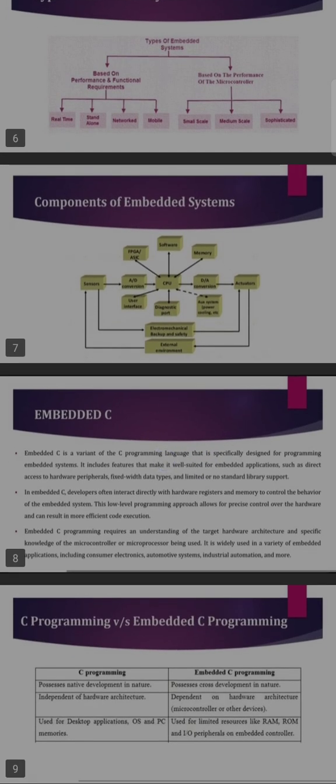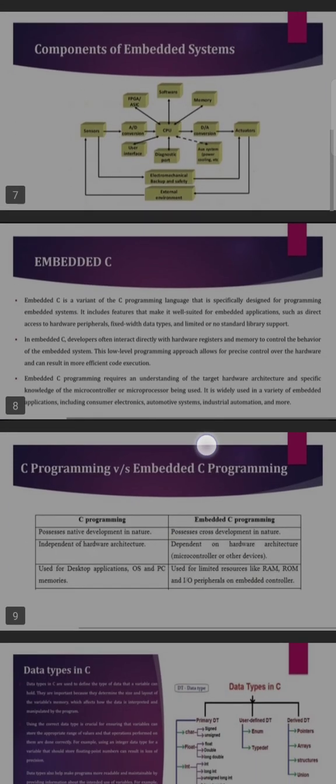Components of embedded systems. Input is given through sensors and A to D converters. Processing is done at the central processing unit, with D to A converters. Output is taken through actuators. Software is written from the CPU or to the CPU memory. Other components are FPGA, field programmable gate array; ASIC, application specific integrated circuit; user interface; diagnostic port; electromechanical backup and safety; and the external environment.